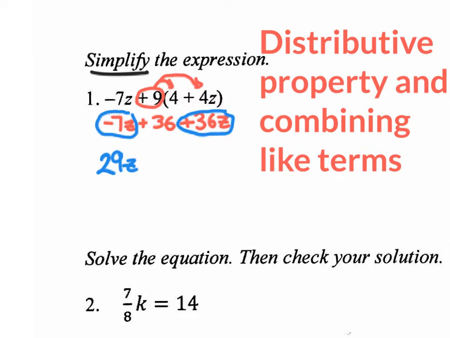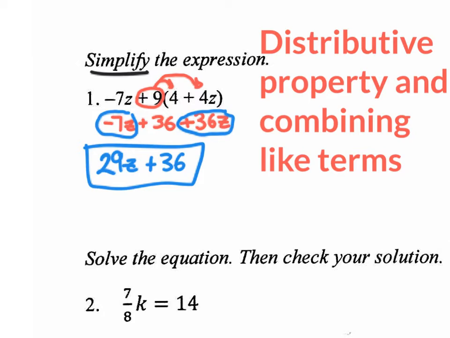Now notice I didn't do plus 7z right here and plus 7z over there. That's only on equations, only when you have an equal sign, only when you're trying to get rid of things. Right here, simplify means distributive property and combining like terms. When I combine negative 7z with positive 36z, I get 29z. And then I'm going to bring down the plus 36, and technically I'm done, because I cannot combine the 29z with the positive 36. You can't combine it. Those are not like terms.